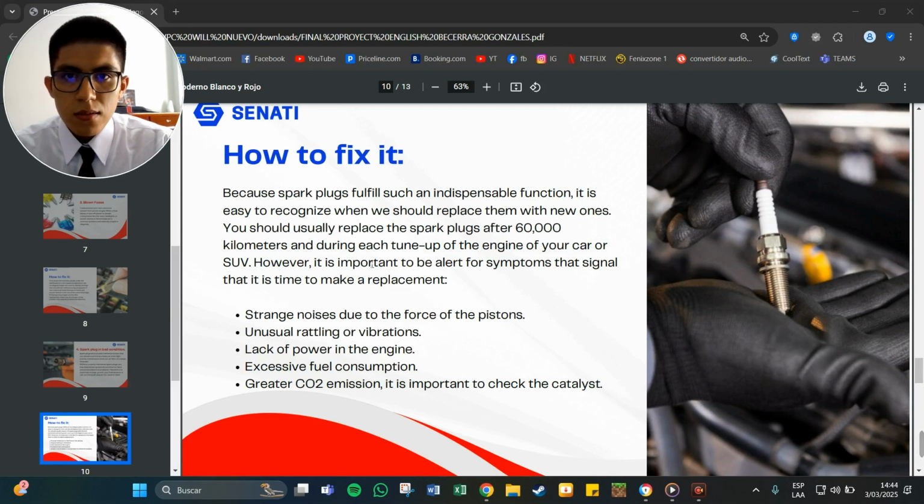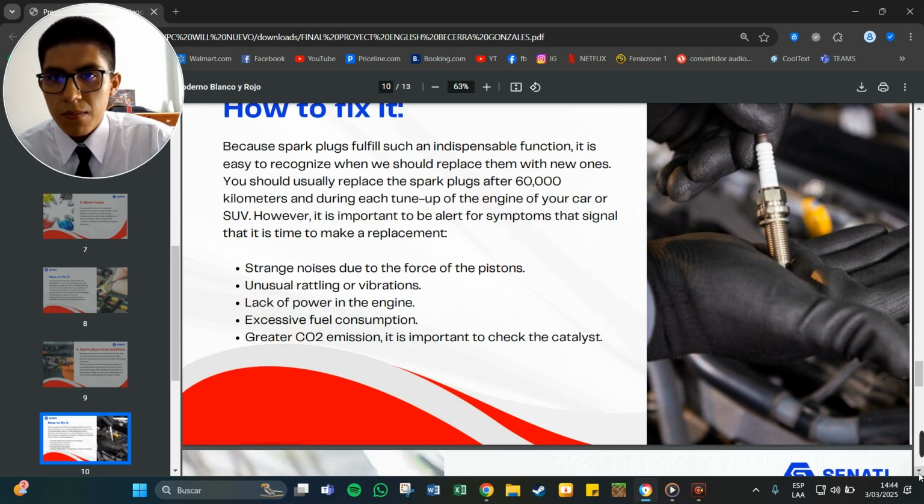However, it is important to be alert for symptoms that signal it's time to make a replacement: strange noises due to the force of the pistons, unusual rattling or vibrations, lack of power in the engine, excessive fuel consumption, and high CO2 emissions. It is important to check the catalyst.